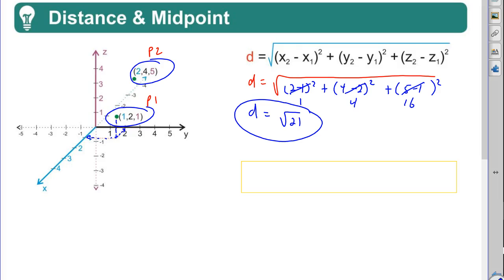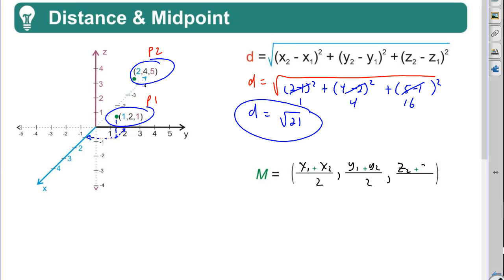And again, it's just the distance formula. How would we find the midpoint? We're just going to use the midpoint formula. If you remember, the midpoint formula is the sum of the x coordinates divided by 2. You're finding their average. The sum of the y coordinates divided by 2, you're finding their average. And the sum of the z coordinates divided by 2. You're finding their average. And so you're getting the coordinates of the midpoint.